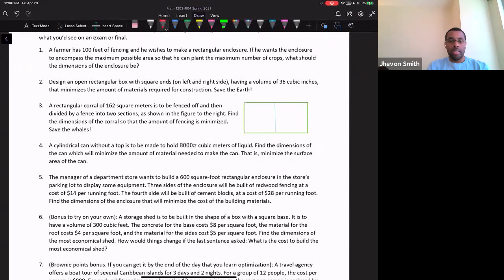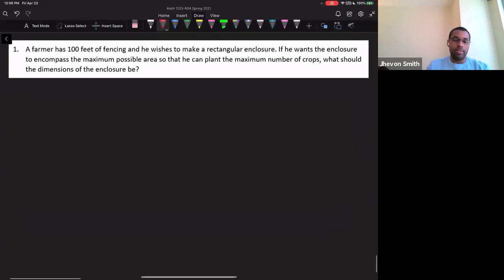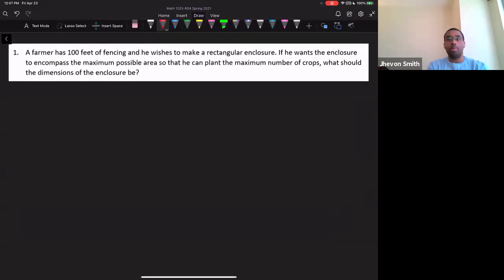Problem 1 is a very nice problem. It illustrates very nicely. In fact, usually when I'm in person, I do problem 1 while going through the steps and explaining the steps. But for us, because the handout is posted here, it's just easier to do it that way. Just read through it first. So now here's the problem. A farmer has 100 feet of fencing. He wants to make a rectangular enclosure. He wants the enclosure to encompass the maximum possible area so he can plant the maximum number of crops. What should the dimensions be?